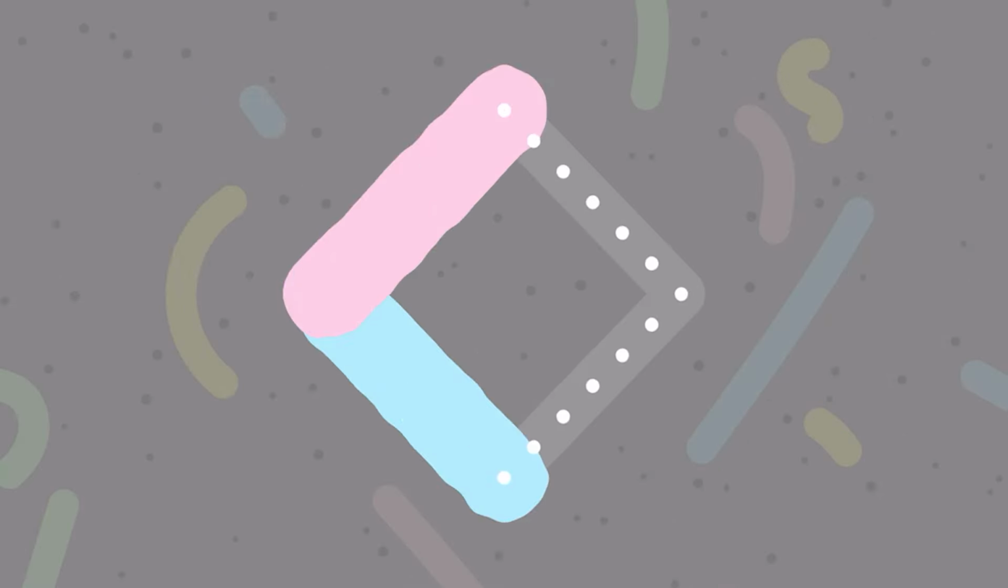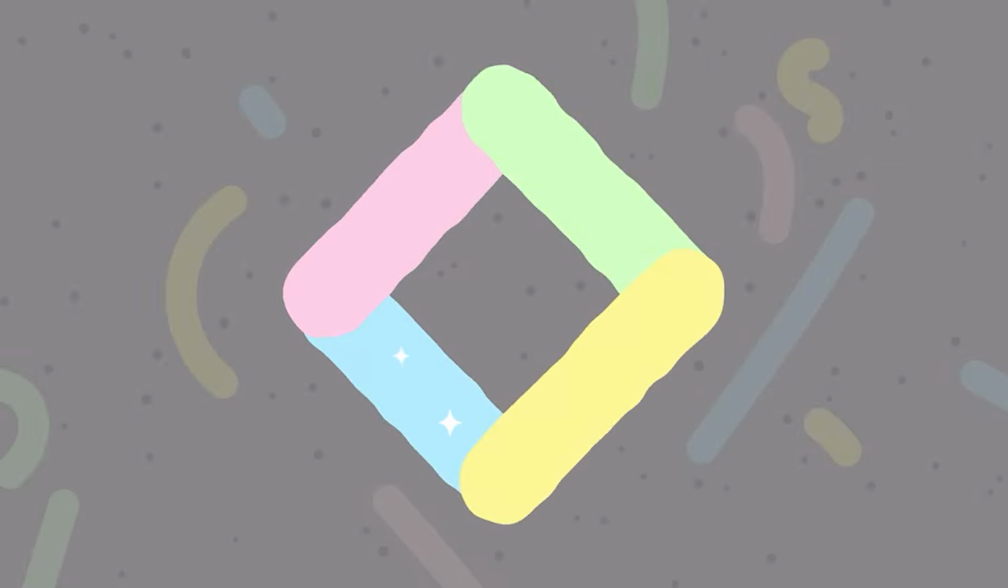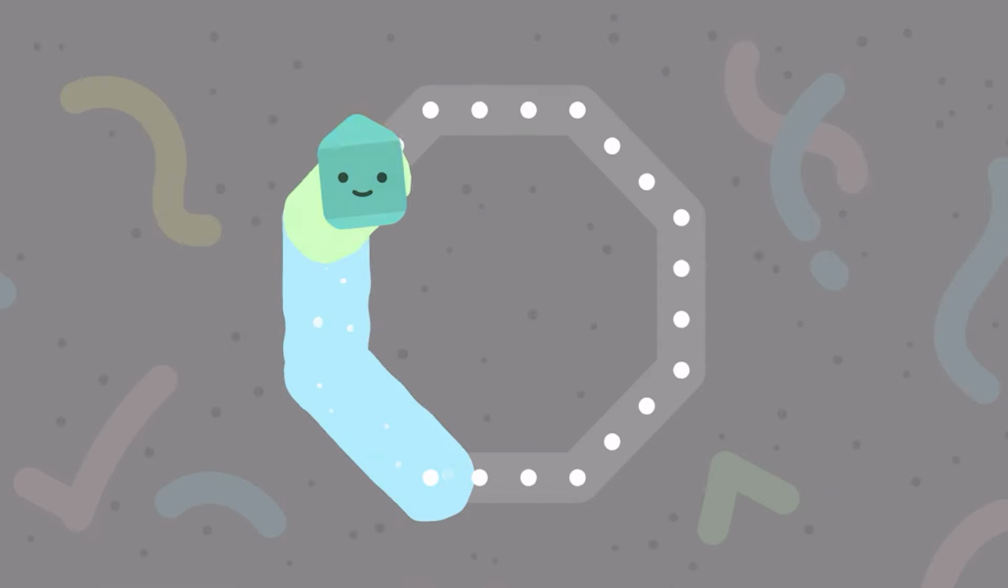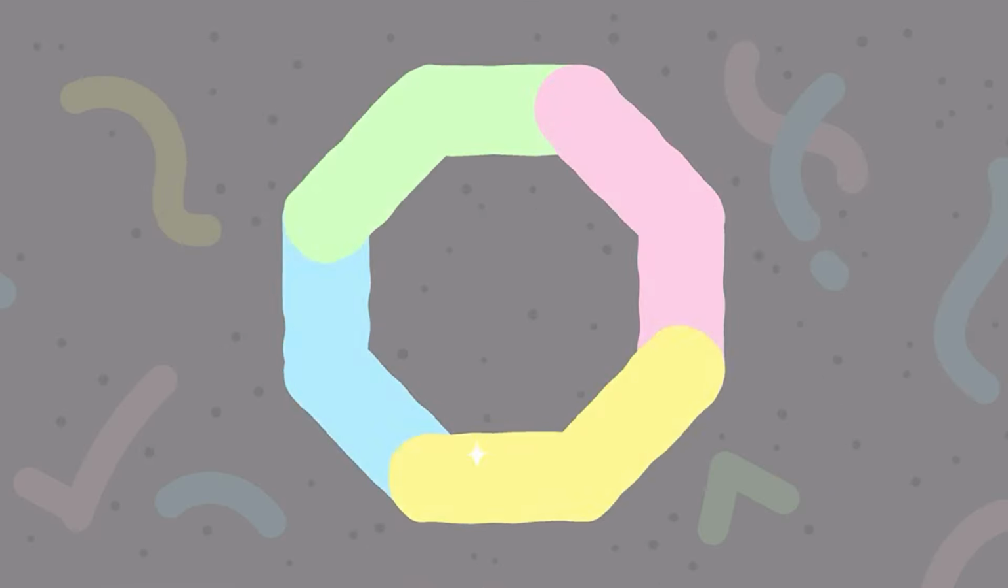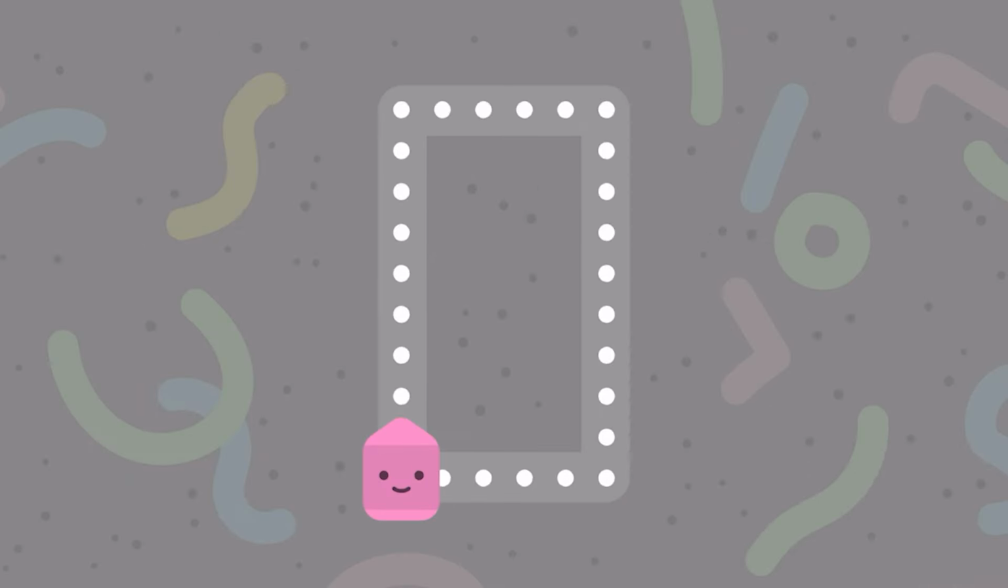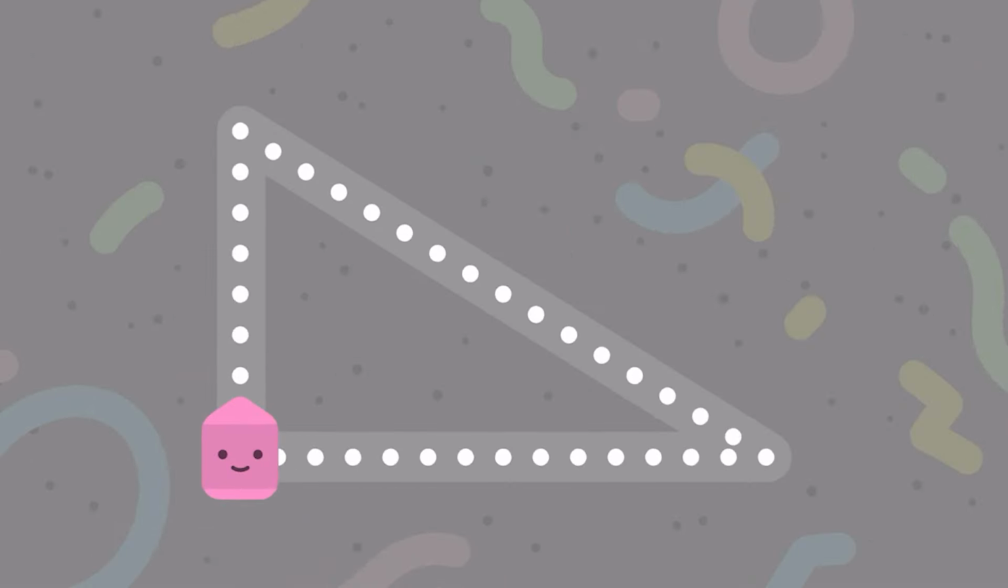A rhombus has four sides that are all the same length. Octagon. A rectangle looks like a flattened square. A triangle's sides can be different lengths.